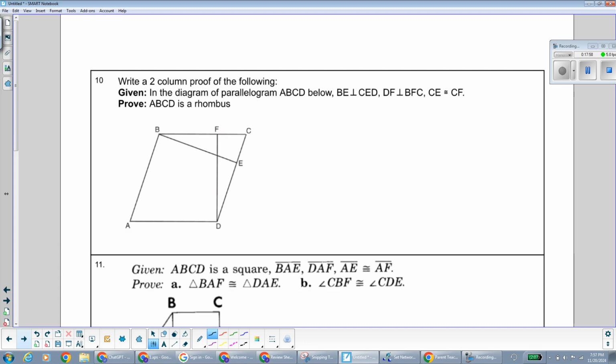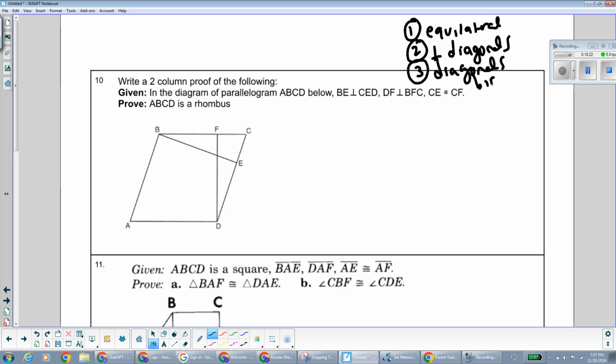We're going to write a proof. We need to prove that ABCD is a rhombus. I only have 3 rhombus properties that are specific to rhombuses. I have equilateral, I have perpendicular diagonals, and I have diagonals bisect angles. That's the only 3 ways I can prove something's a rhombus, right? That's only 3 properties. I don't have diagonals here. I don't have AC, I don't have BD, I don't have diagonals. This is what we have to prove.